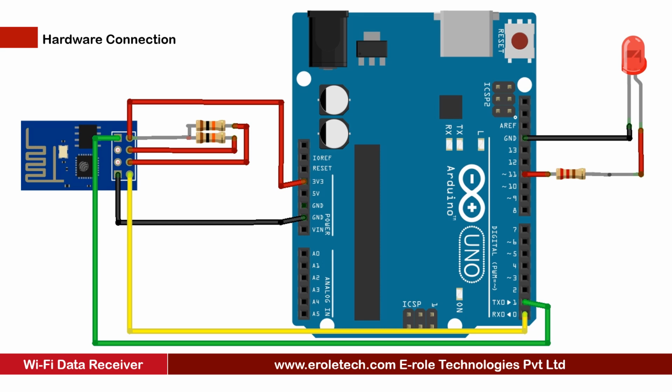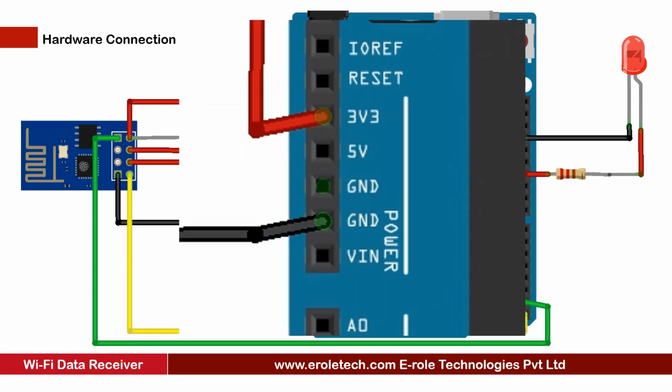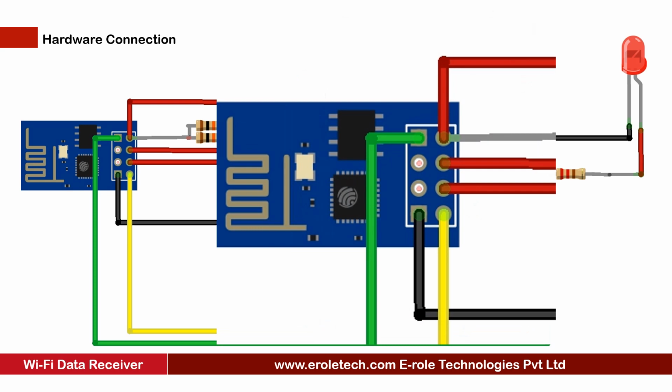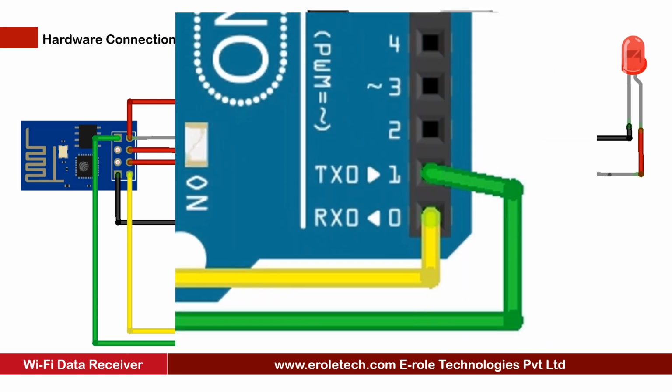This is the connection diagram of this project. ESP8266 module has 8 pins. Its 4 main pins are VCC, ground, RX, and TX. Connect the VCC pin with the 3.3 volt pin of Arduino, and connect its ground pin with the ground pin of Arduino. TX pin of ESP8266 will transmit the data to the Arduino, so connect it with the RX pin of Arduino. RX pin of ESP8266 will receive the data from Arduino, so connect it with the TX pin of Arduino.